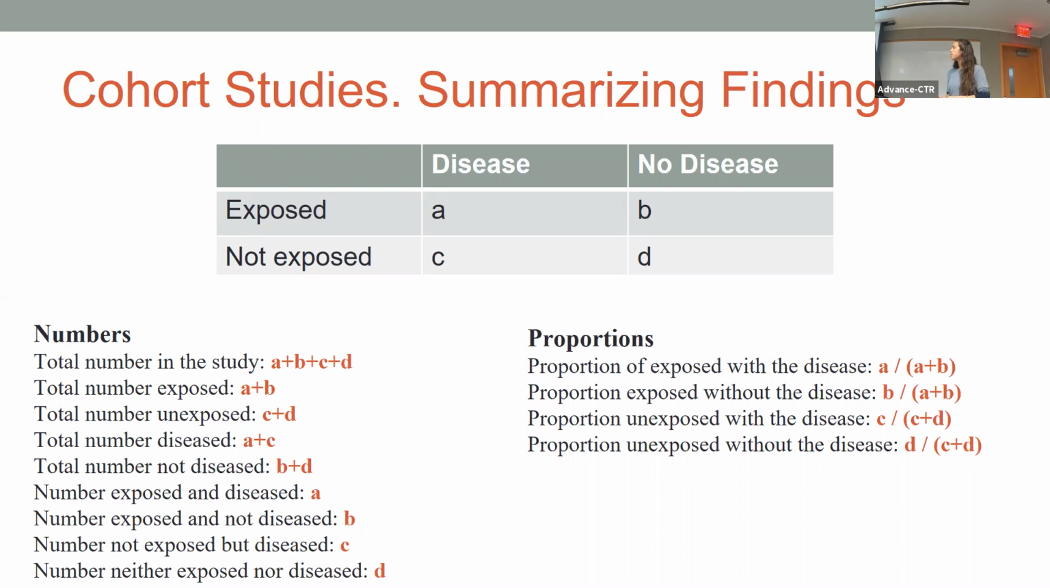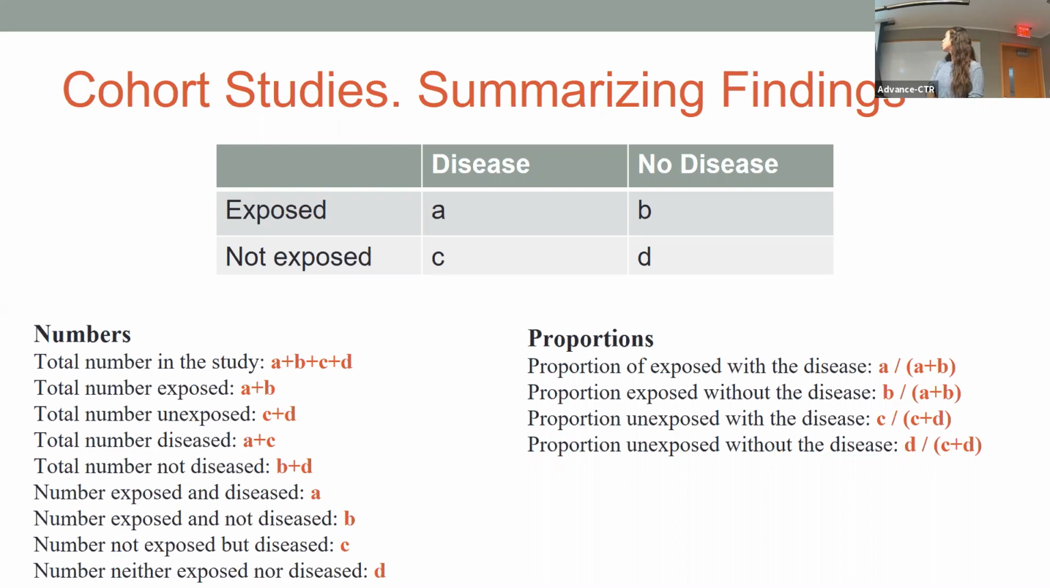With cohort studies, based on the setup that we have with these 4 potential categorizations, we're able to calculate lots of numbers of interest, and more importantly, many proportions of interest as well. So we have these 4 proportions: the proportion of exposed with the disease, which would be A, because that's the number that is exposed and has the disease, divided by the total number exposed, so A plus B.